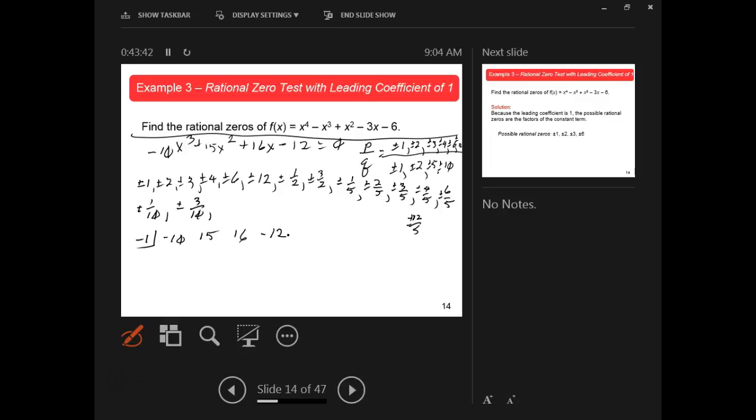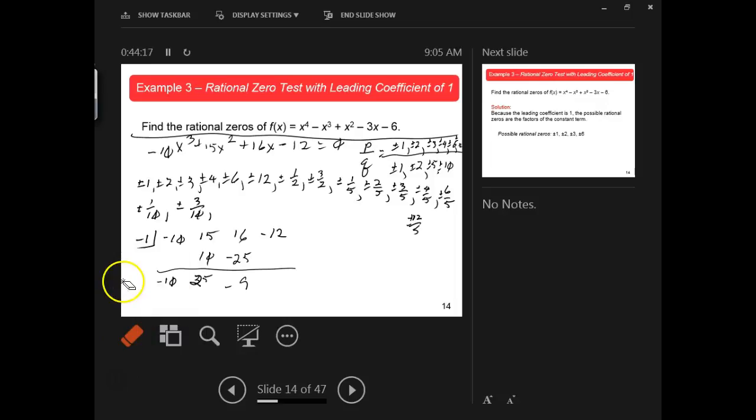Yes, 4 terms, degree is 3, perfect. Then you do what? Skip a line, draw a line. Then you bring down the negative 10. Then you multiply, and that gives you negative 25. Add, negative 9. Multiply, ain't gonna work, is it? Okay? Hang up negative 1, okay?